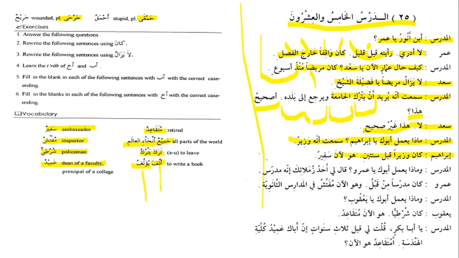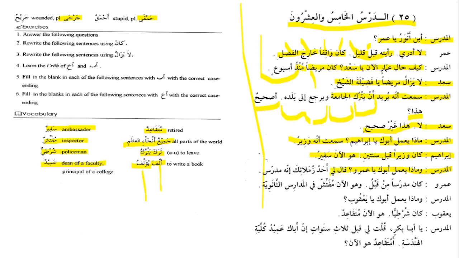Huwa al-ana, he is now safirun. He is now a safir, an ambassador now. So Al-Mudarris says, وَمَاذَا يَعْمَلُ أَبُوكَ يَا عَمْرُ? And what does your father do, O Amru?